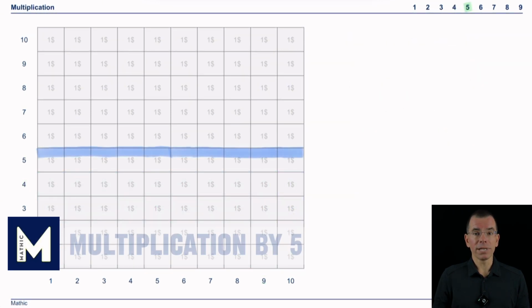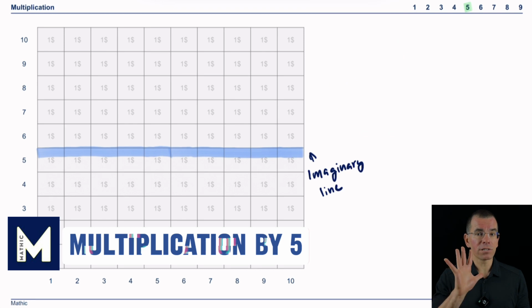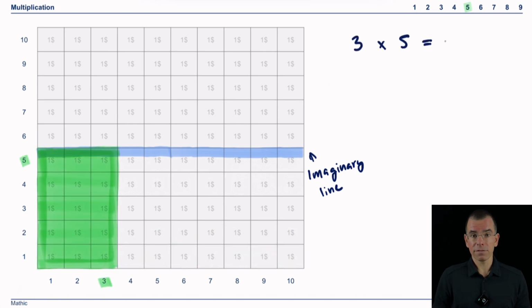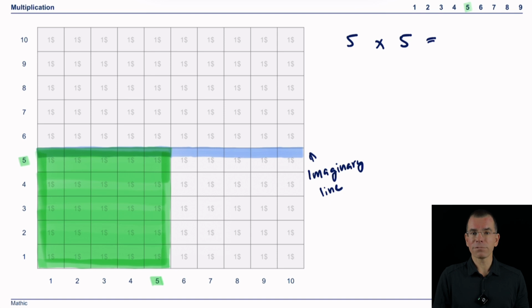Multiplying by 5 is a breeze because we have 5 fingers on our hand, so we can calculate on fingers. For instance, 3 times 5 is like counting the fingers on 3 hands. 5 times 5, we can use the same trick with hands, but we can also explore a different approach.